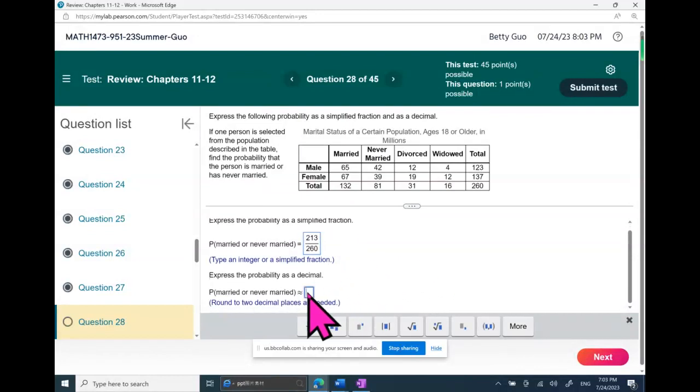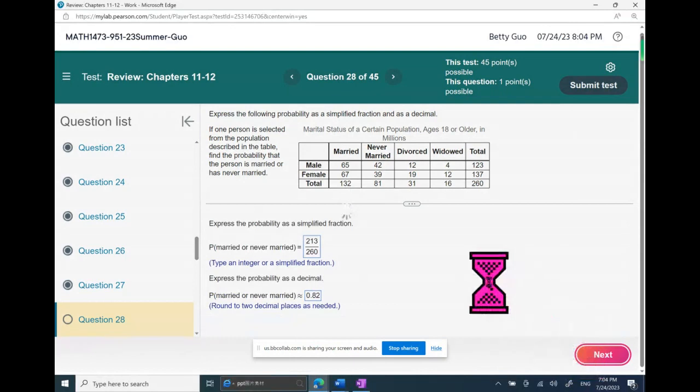And then express the probability as a decimal. We need to keep how many decimal places? 2 decimal places. So that's going to be 0.82. The calculator will really help you. 0.82, 2 decimal places. Okay. Next.